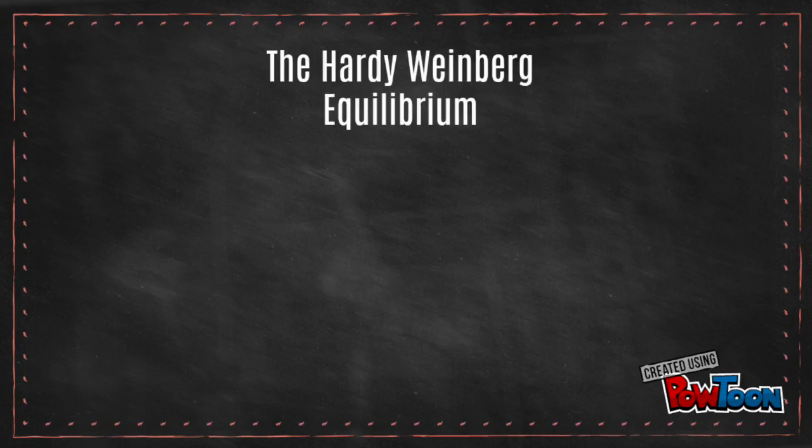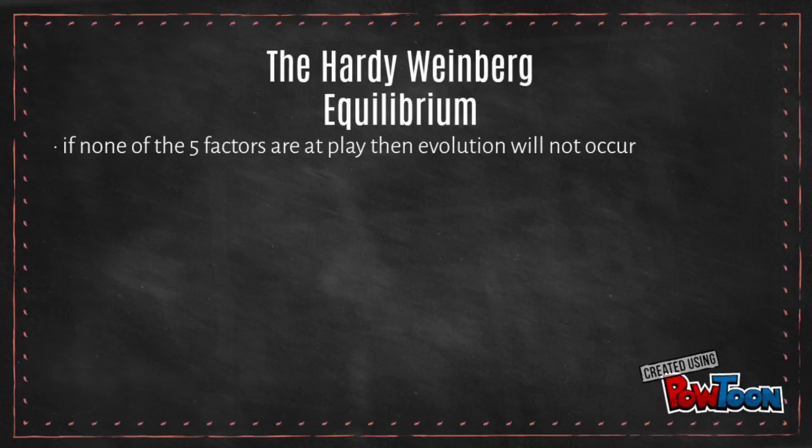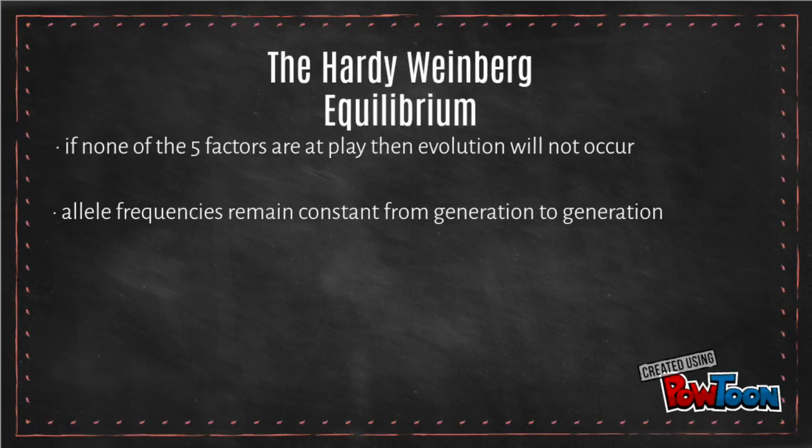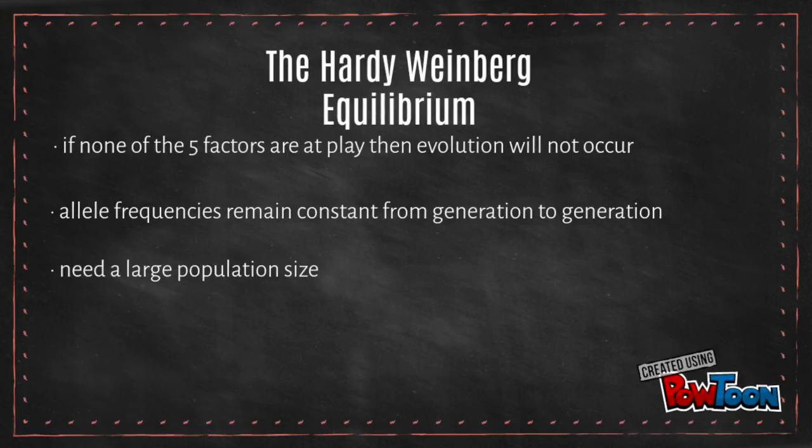The equilibrium describes a non-evolving state of the population. For it to work, none of the 5 factors can be at play. There has to be a large population size so that mutation does not occur. And with this, allele frequencies will remain constant.